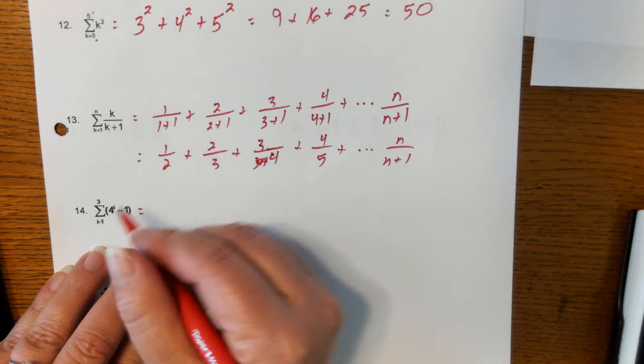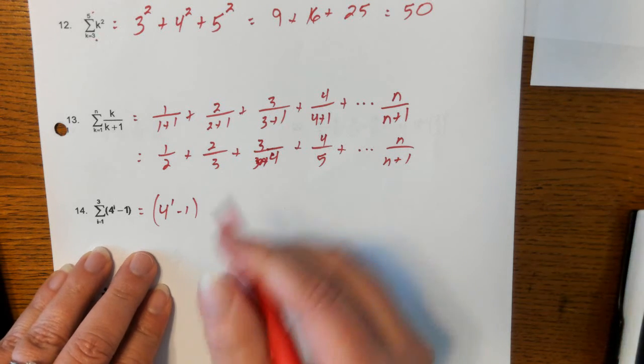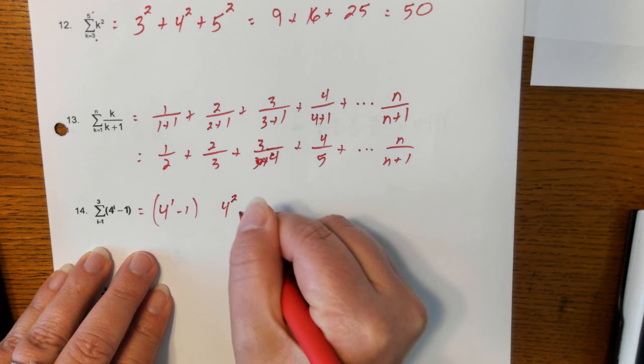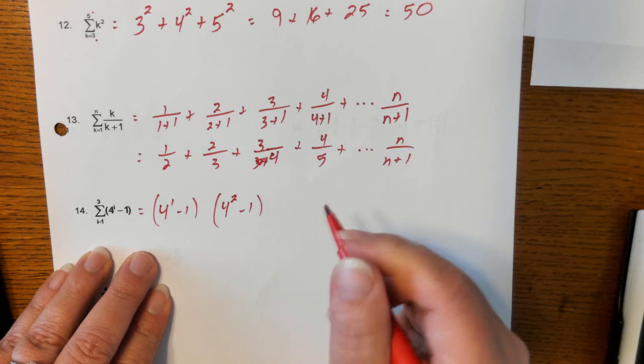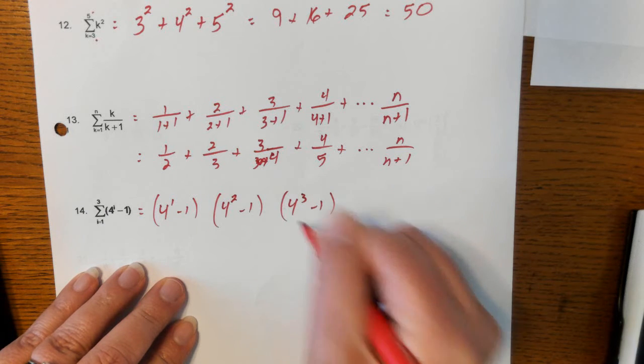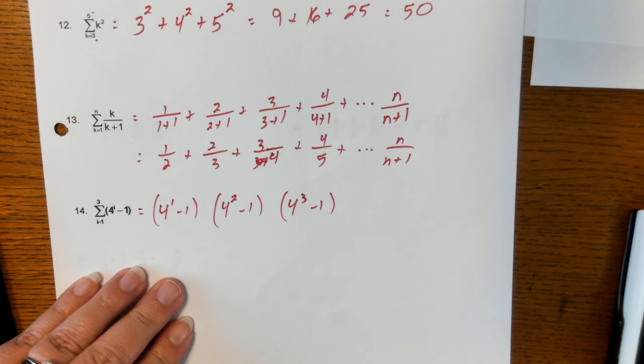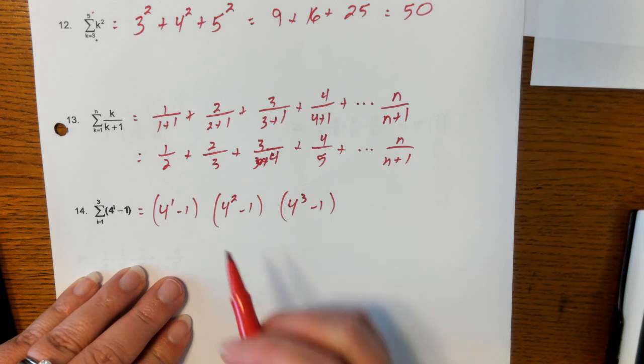Okay? So I'm plugging in a 1, so I'll have 4 to the 1 minus 1. Then I plug in a 2. I'll have 4 to the second minus 1. And then the last one I plug in is a 3. 4 to the third minus 1. And I stopped at 3 because that was the upper limit of my index number, the upper bound.